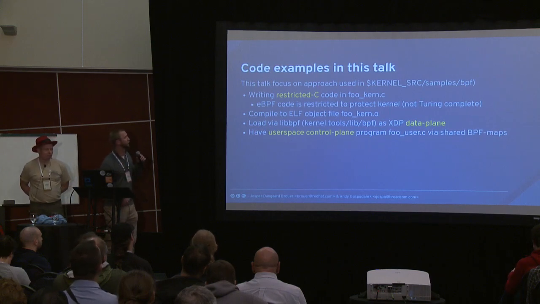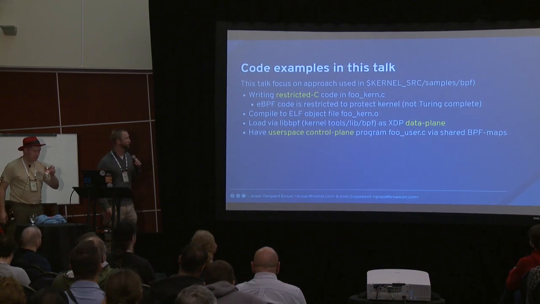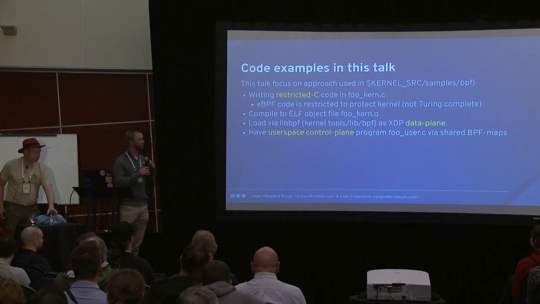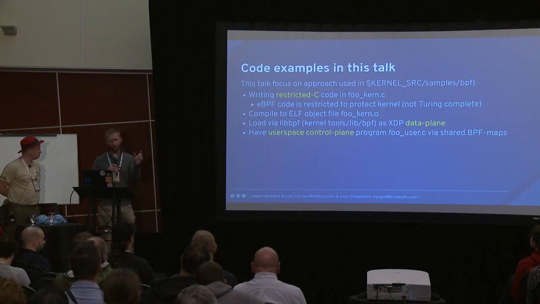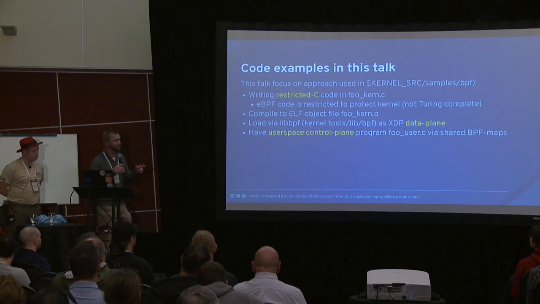So we're going to focus on a few things that are in samples/bpf in the kernel source tree. We're going to look at the restricted C code that is compiled into the BPF bytecode, which is typically in a file named _kern.c. That's the typical convention today. It's restricted, and the idea is you can protect the kernel.